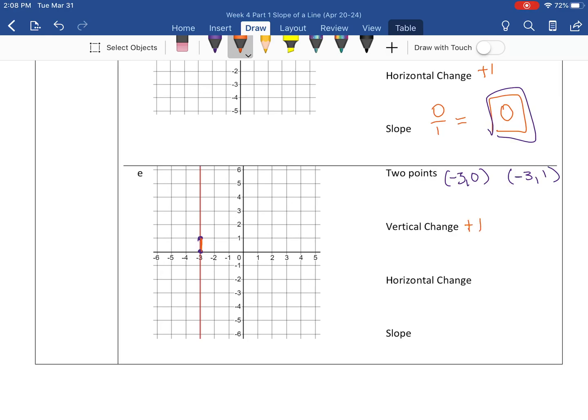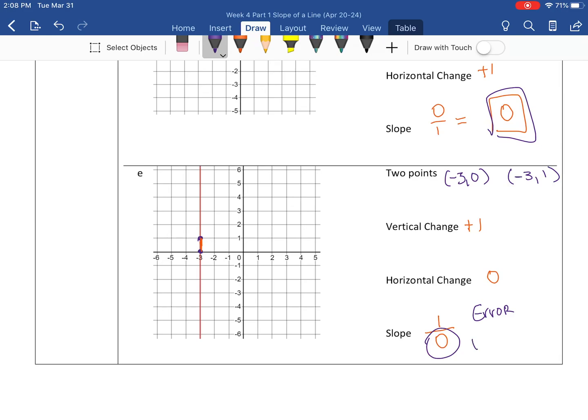Well, our vertical change, it looks like we go up 1 square, so that's +1. And then our horizontal change, it doesn't go to the left or right at all, so our horizontal change would just be 0. So our slope is 1 divided by 0. I'd like you to take a second and go to your calculator and take 1 divided by 0. And your calculator is going to get mad at you. It's going to say this is an error.